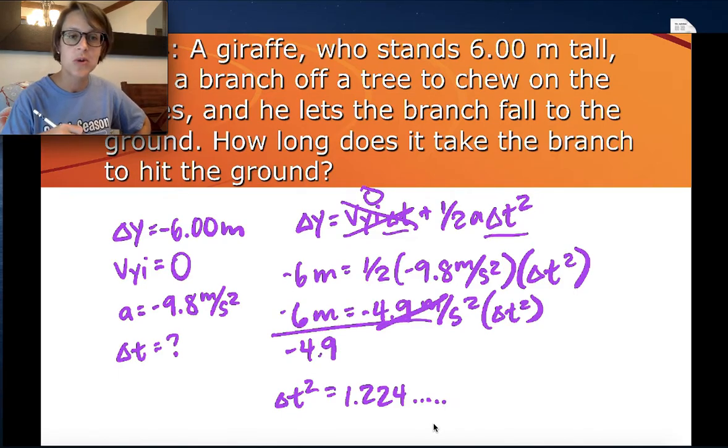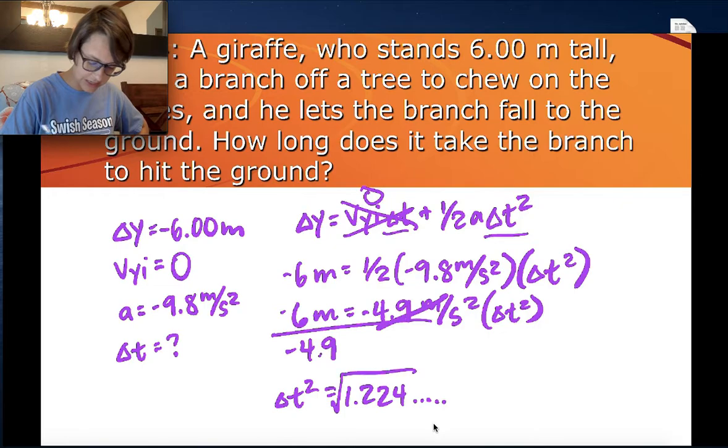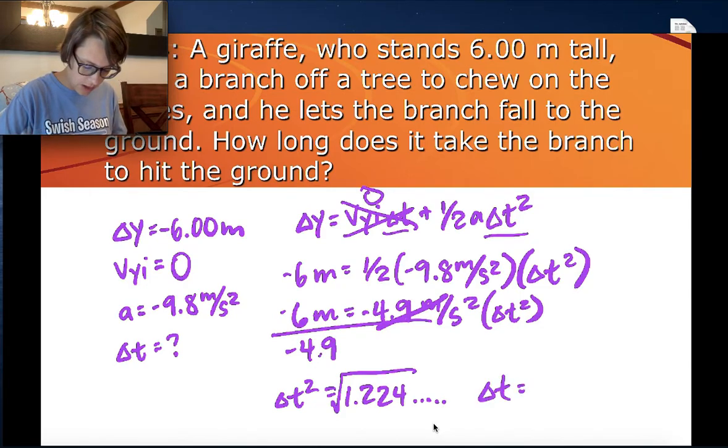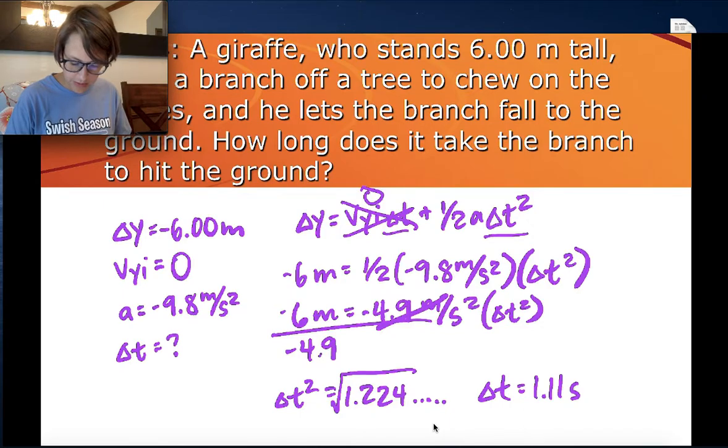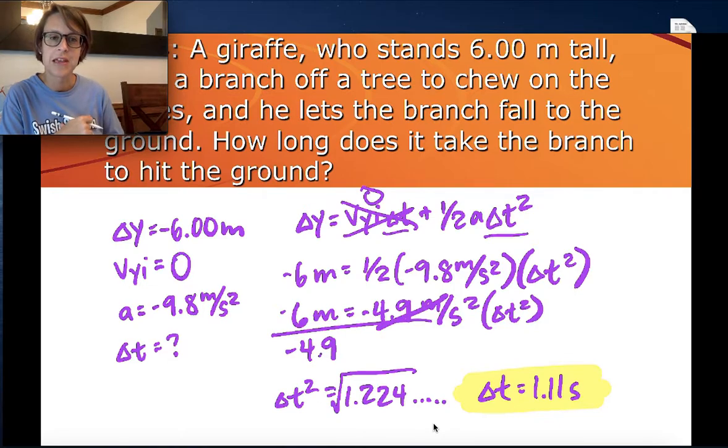But I don't want t squared, I want t. So my last step is to take the square root of that. And so I get an answer of 1.11 seconds. I'm going to do 3 sig figs because 6 has 3 sig figs in it. And I was dividing mostly in this problem or multiplying. And so there's my answer.